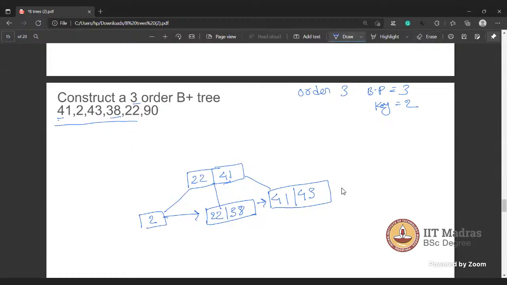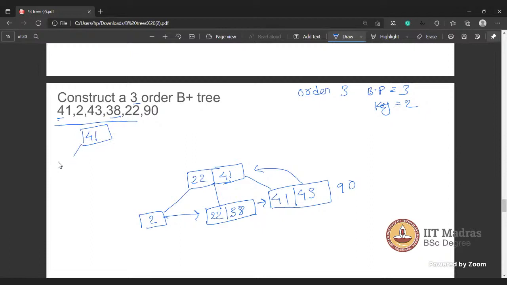Okay, so when we insert 90, 43 will be popped up. But then it is full. So again we have to pop up 41. So 41 will become the root. Okay, so let's do 41.